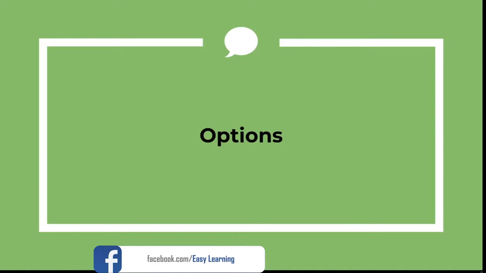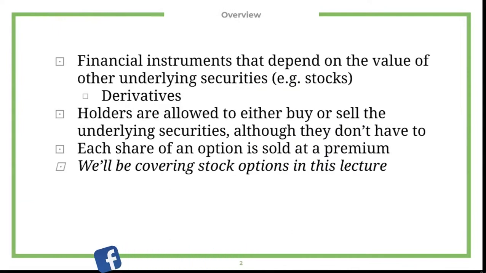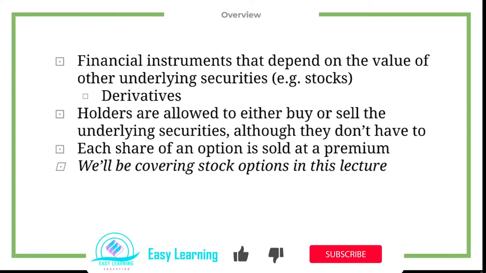In this lecture, we're going to be covering options. So here's a little overview over options. Options are financial instruments that depend on the value of other underlying securities. So that makes them derivatives. And let's take an example.